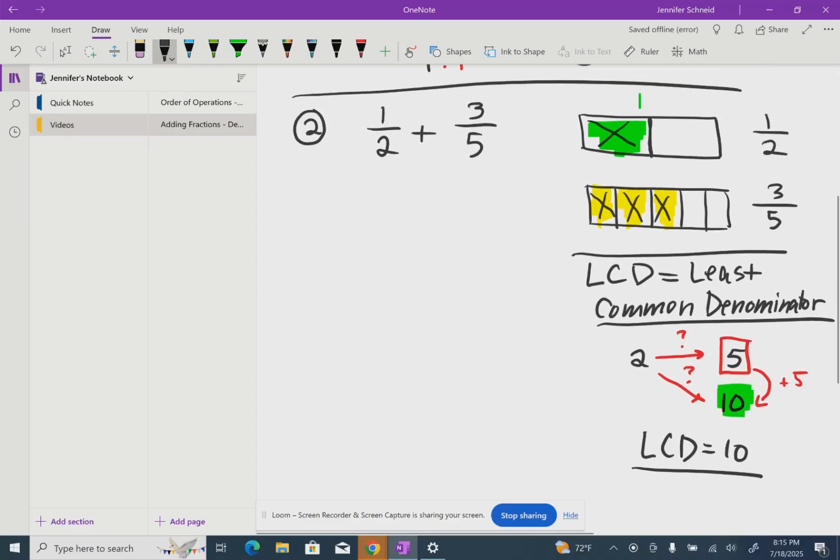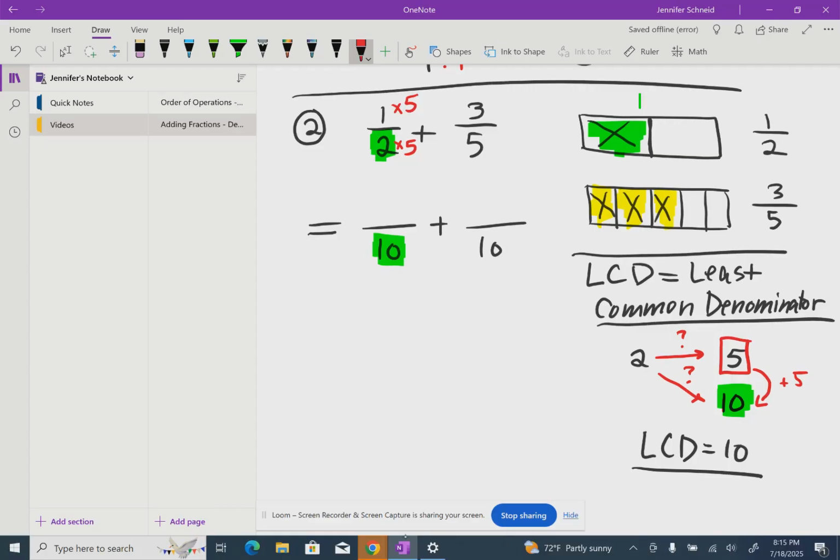Now I go back to my problem and I write my new denominator for each. And now I'm going to focus on just this 2 and this 10. And I want to think about 2 times what is 10? And I know it's a 5. But since I did it to the bottom, I must do it to the top. That's kind of a rule here to keep it all balanced.